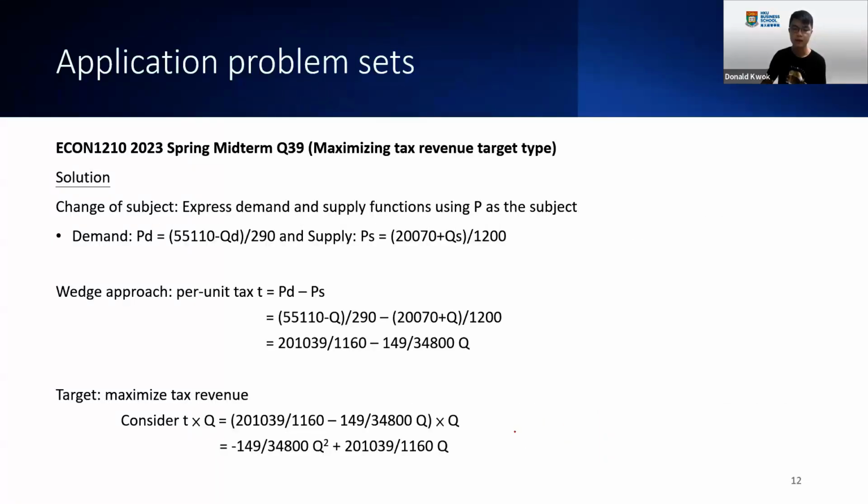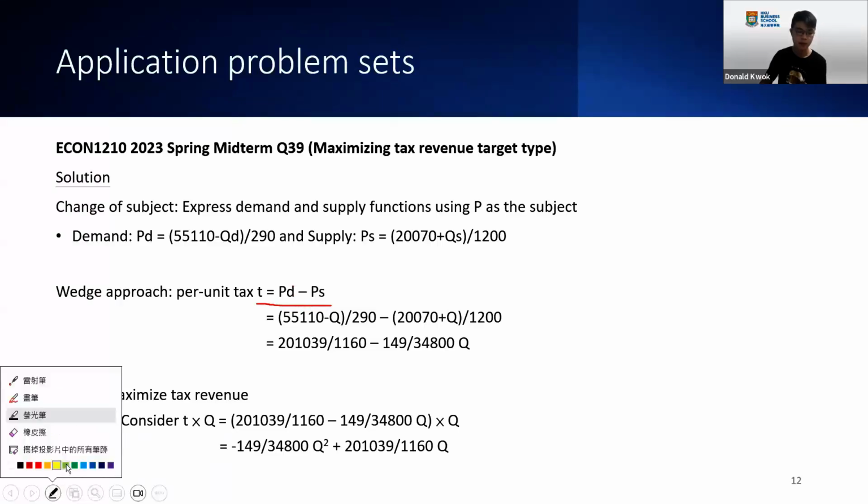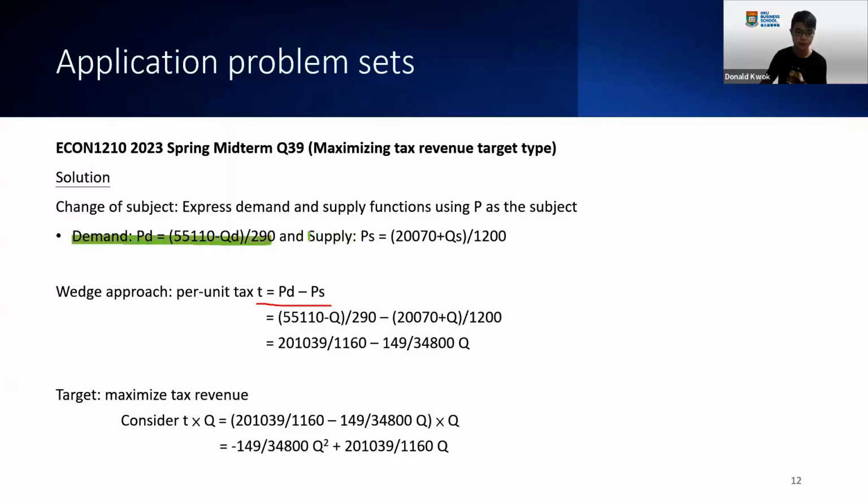Nothing special. For the per unit tax T, we will use PD minus PS, price paid by buyers minus price received by sellers, the tax wedge approach to express that. As we have explained in the previous question, we need to find PD and PS by rearranging the demand and supply functions using P as the subject first. And after that, we can express the per unit tax T as this ugly thing here. And we also use this to replace the per unit tax T.